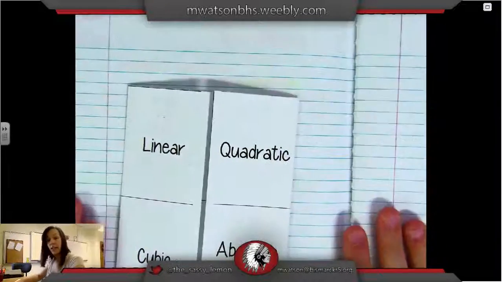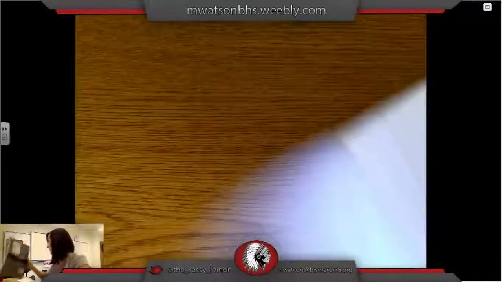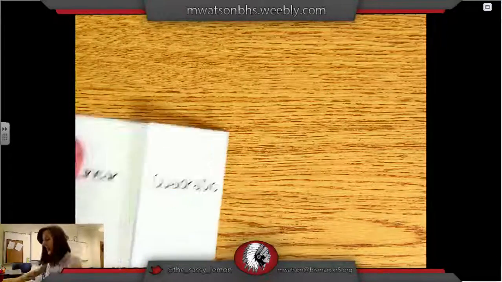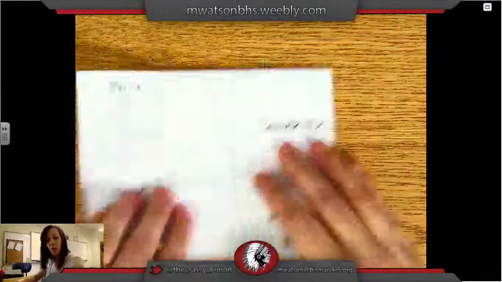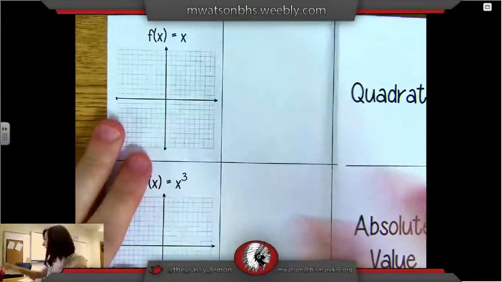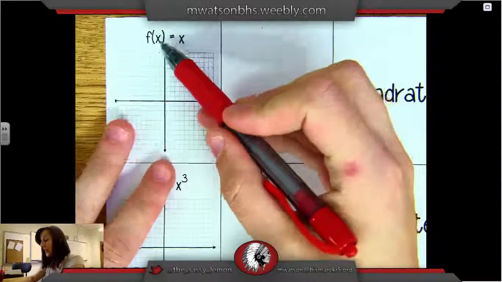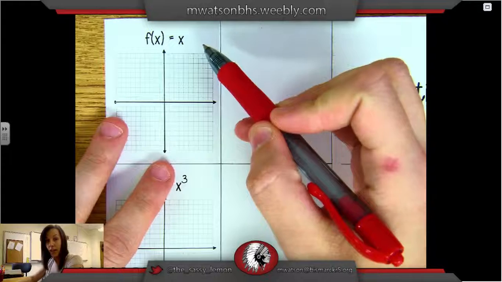In Algebra 1, you worked a lot with straight lines. You worked with linear equations. So that's what we're going to be working with first. So if you open up, you'll see that we have a graph and an equation in function notation. So the linear equation looks like this, f of x equals x.